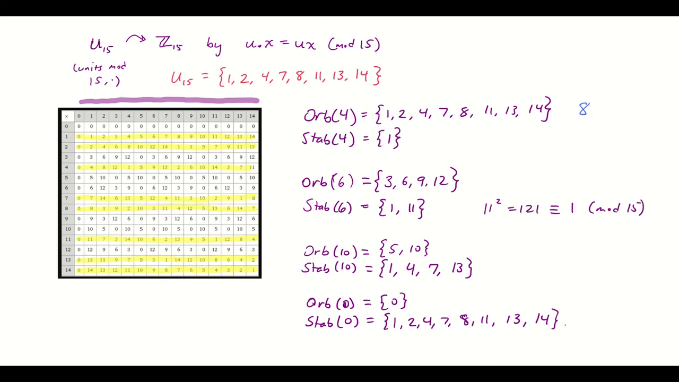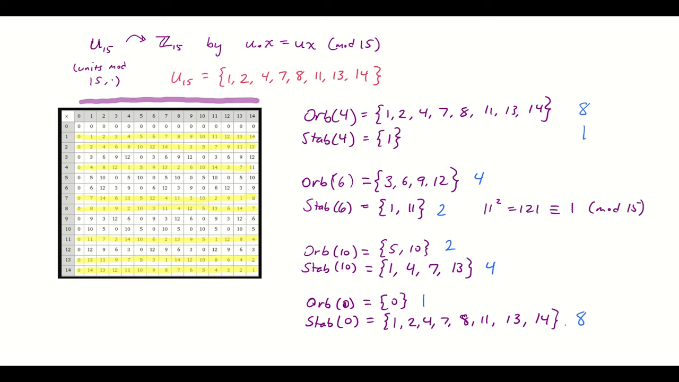Orbit has 8 elements, stabilizer has 1 element. Here the orbit has 4 elements and the stabilizer has 2 elements. Here the orbit has 2 elements and the stabilizer has 4 elements. And then here the orbit has 1, the stabilizer has 8. Okay, so we're seeing a pattern.